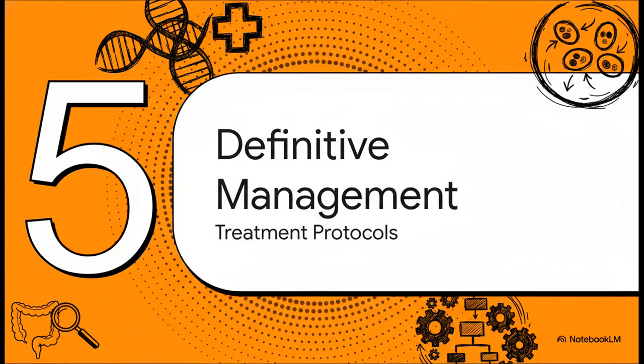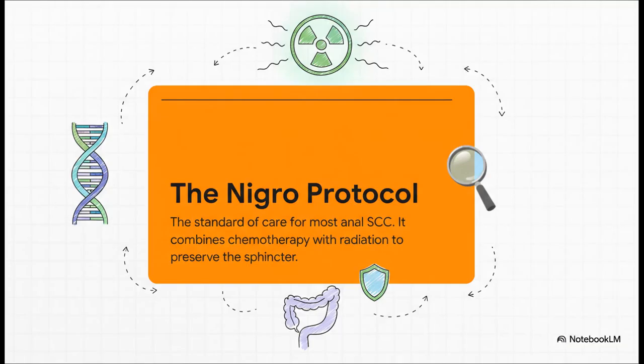Tell me more. Explain this cornerstone treatment and why it is so important. Of course, the Nigro protocol is the gold standard of care for non-metastatic anal SCC. It's what we call concurrent chemoradiation. It combines chemotherapy drugs, typically 5-fluorouracil and mitomycin, with external beam radiation at the same time.